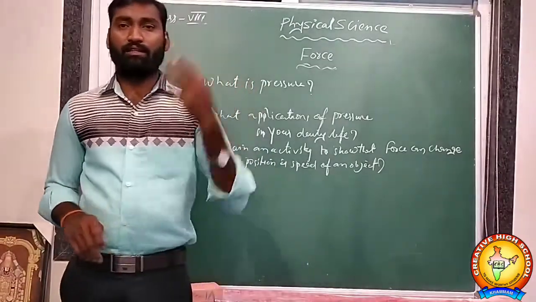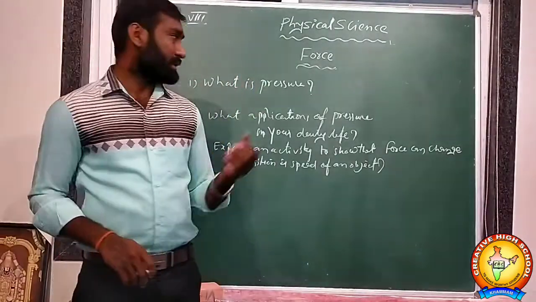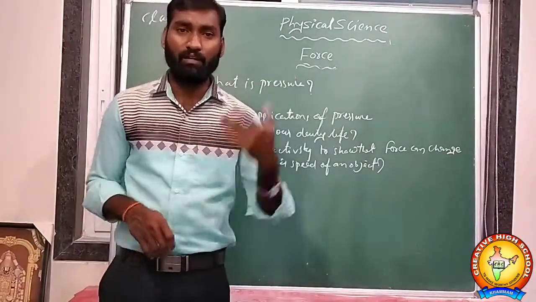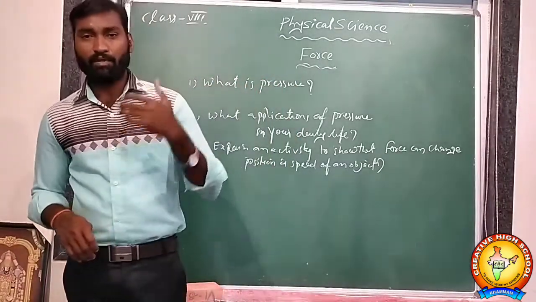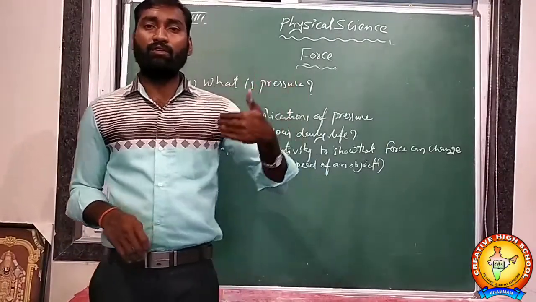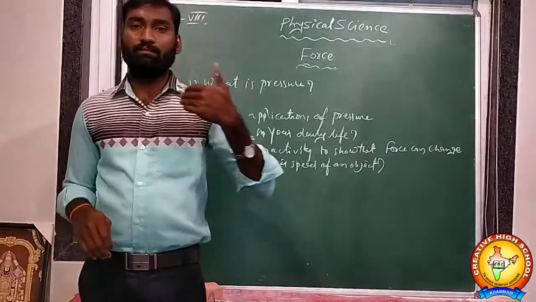Next, pressure. What is pressure? The force acting on a unit surface area is called pressure. What is the pressure formula? P equals F by A. Pressure depends on two factors: one is force, another is area. If area is more, pressure will be less. If area is less, pressure will be more.